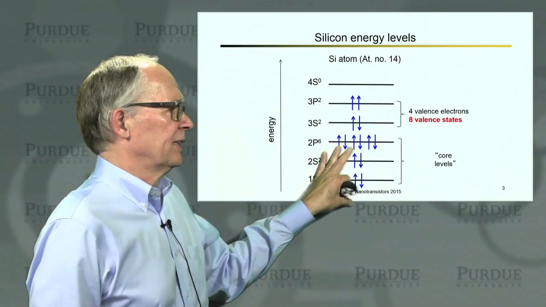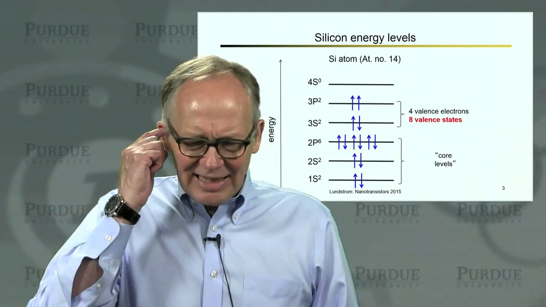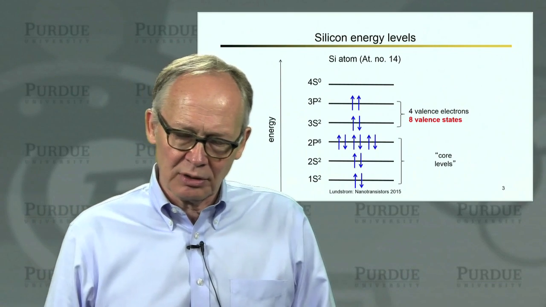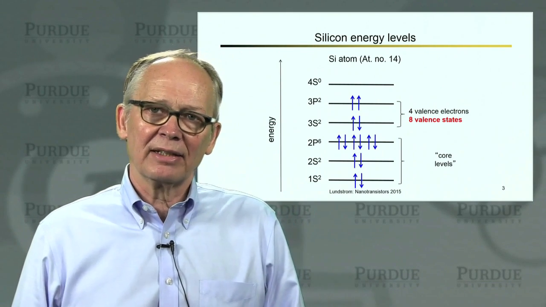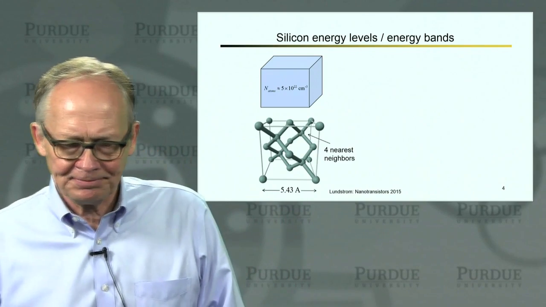The lower energy states here, we call these the core levels. There's not much that we can do to interact with them. They're shielded from the outside world. The chemistry and the semiconductor physics all has to do with the valence electrons. So that's what we focus on.